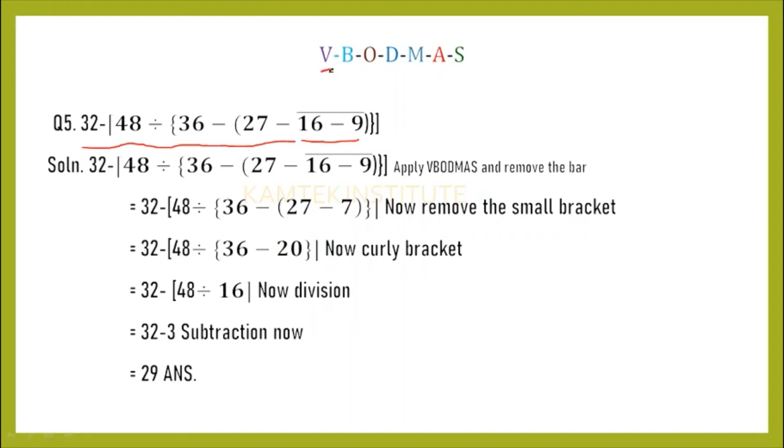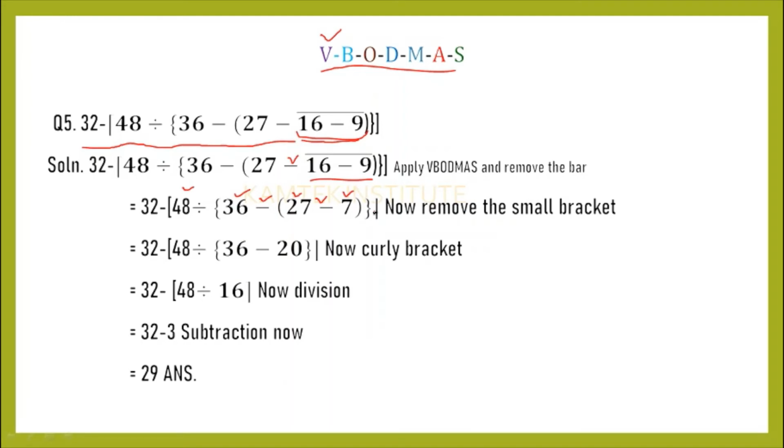So if we go by the rules given to us, V stands for a bar, so we need to take up this bar first. This is the first operation we have to perform. In the next step we write down 32 minus 48 divided by 36 as it is, minus as it is, small bracket 27 as it is, and this minus sign is written over here, and 16 minus 9 is 7, right? So we close all the three brackets.